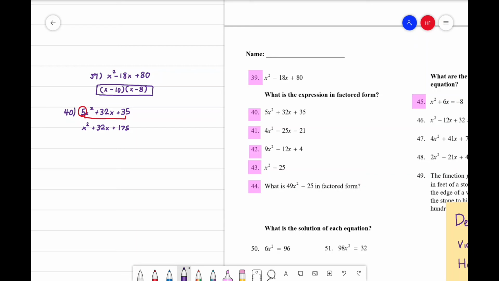Now I need two numbers that multiply to 175 but add to 32. And it's 7 and 25. So x plus 7, x plus 25. But we still need to divide by what we multiplied originally. So 7 over 5 is a fraction, so it's going to come out to the front. So we've got 5x plus 7. And then 25 divided by 5 is 5, so x plus 5.